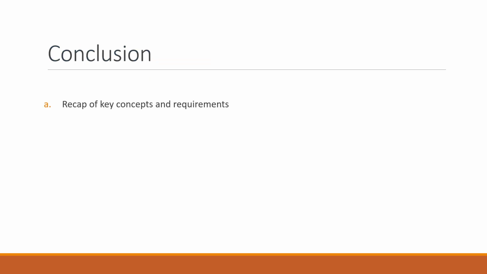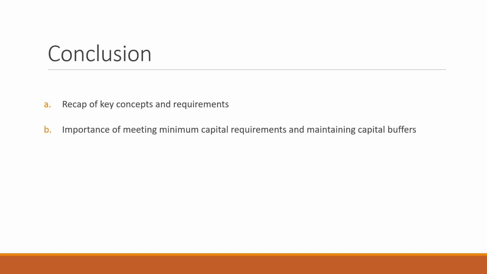Conclusion. Recap of key concepts and requirements. In summary, the Capital Adequacy Requirements 2023 for Canadian banks include minimum regulatory capital requirements, such as the Tier 1 capital ratio and total capital ratio, as well as capital buffers, such as the Capital Conservation Buffer and Countercyclical Capital Buffer.